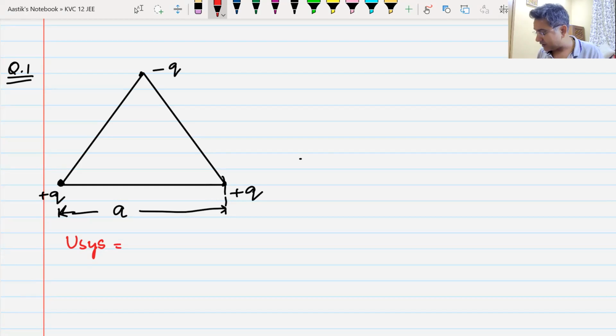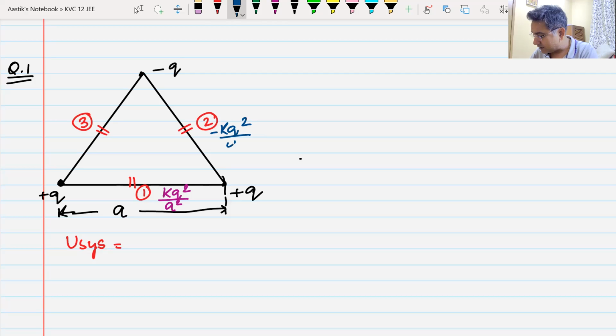Anyways, how are we going to do this? We are going to break them into pairs. This is pair number 1. This is pair number 2. And this is pair number 3. There are 3 pairs here. To find the energy of the first pair, what is the energy of the first pair? K q square by a. You find the energy of the next pair. What is the energy of the next pair? K minus q square by a. See, I made a mistake, it is by a, not a square. You find out the energy of the third pair. There are 3 pairs here.